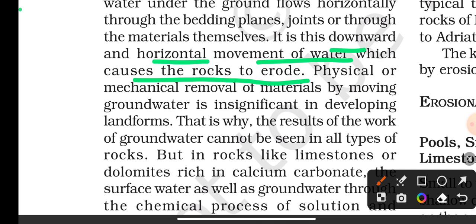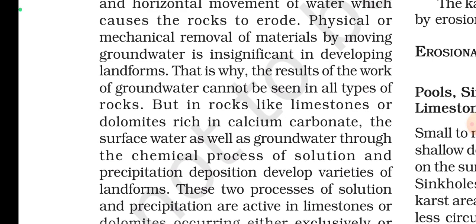Physical or mechanical removal of materials by moving groundwater is insignificant in developing landforms, right?